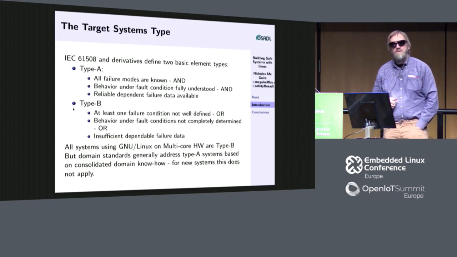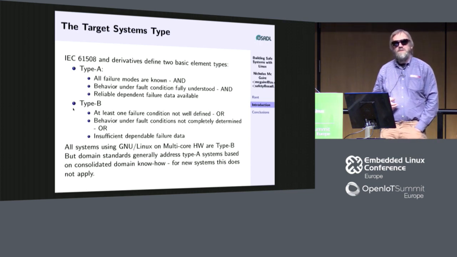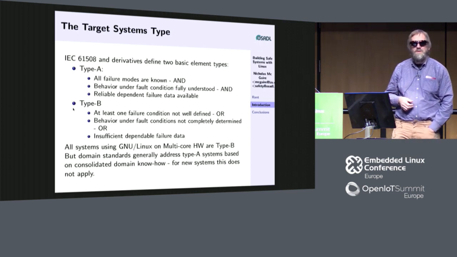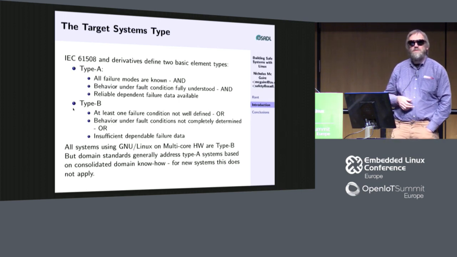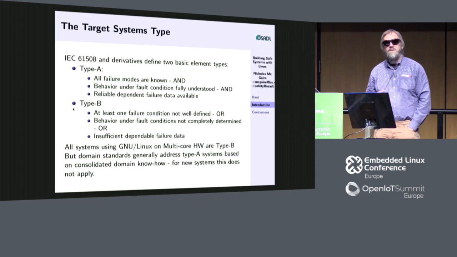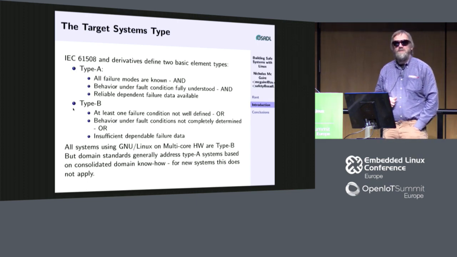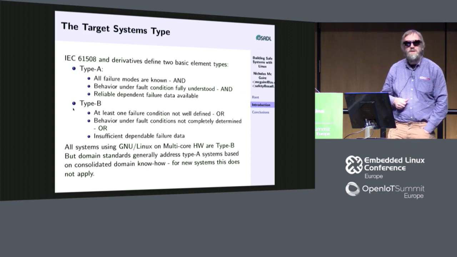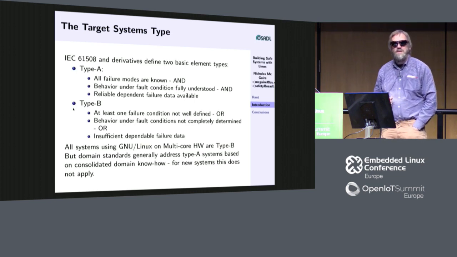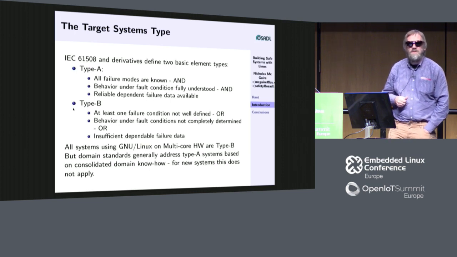This is how 61511 for the chemical industry treats it, or 5128 for the rail industry treats it. Now, ISO 26262, the one standard I like to bash on most, forgot to put this little line into the standard saying that if you have a type B system, go back to 61508. But implicitly, it does the same thing as all the other domain standards. So this difference of which system type you're building is really essential.